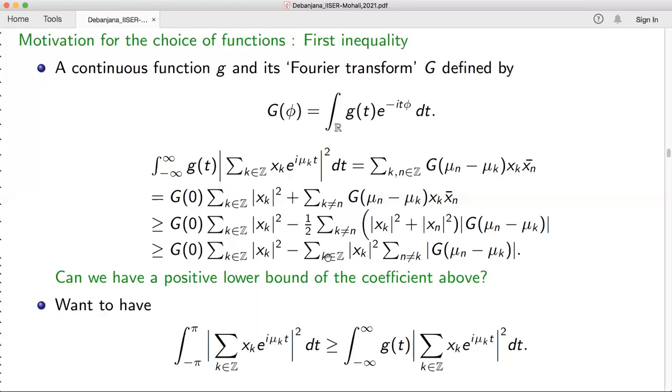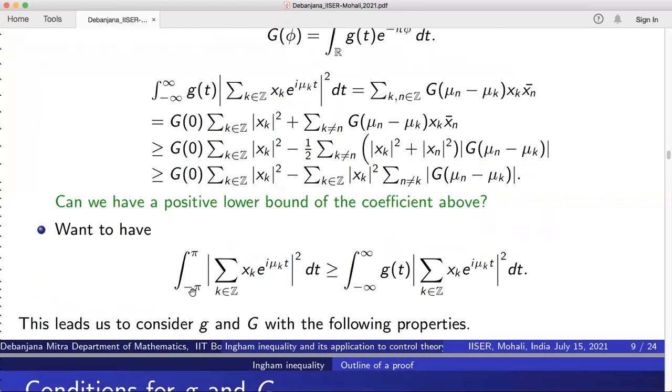We have to choose capital G in such a way. And not only that, I was estimating this over minus infinity to infinity, but my goal is to obtain the lower bound. So we start with this, which is our middle term that we want to estimate or bound from below, and the L2 norm is taken from minus pi to pi.